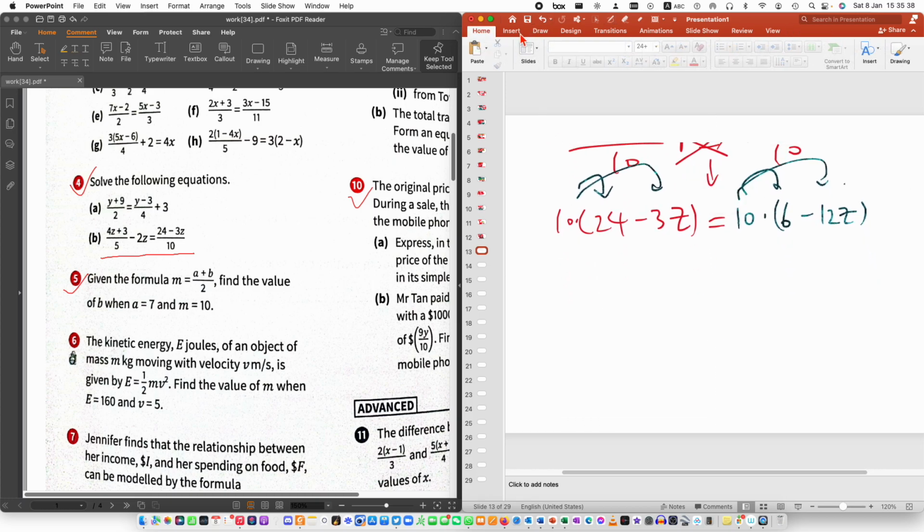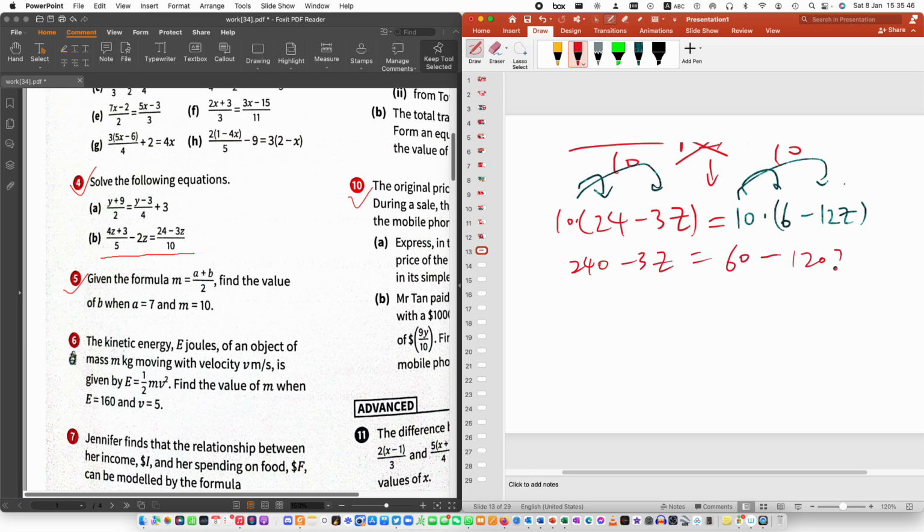Help me out with your calculator. Get ready your calculator. This is 240, this is minus 3z, then this is 60, this is 120z. Okay? So how to group? Before you group anything together, it's always good to underline similar terms so that you will not miss out. Are you clear? Yeah. So how do you want to move?